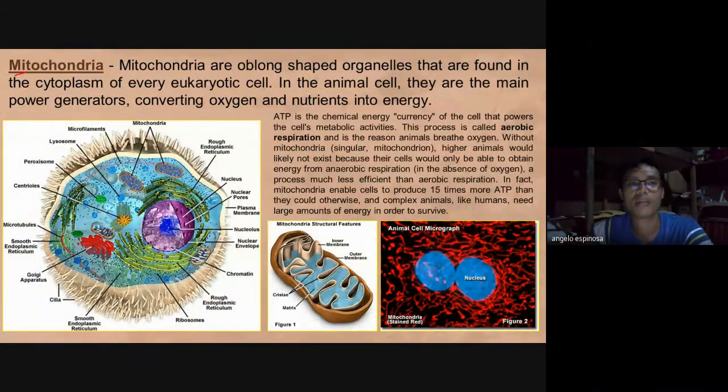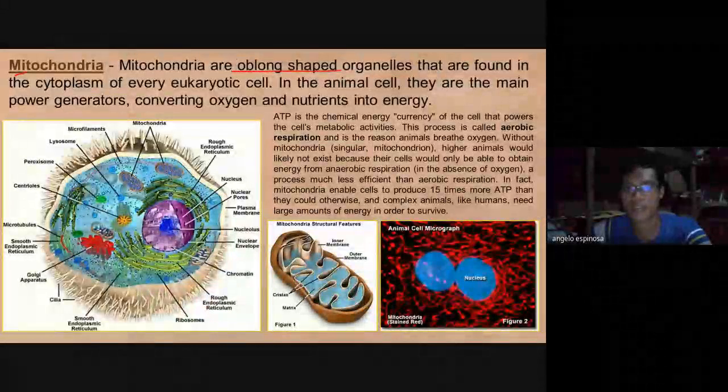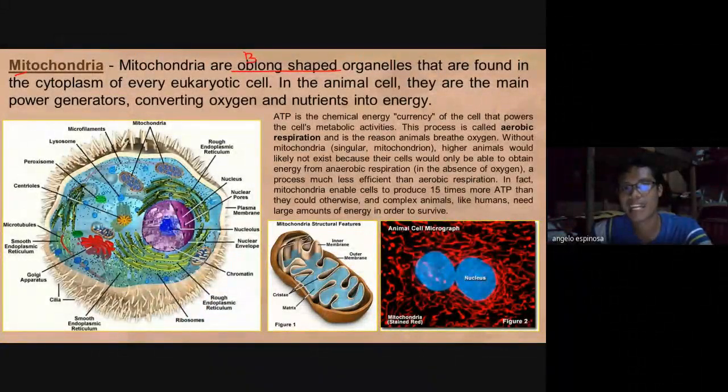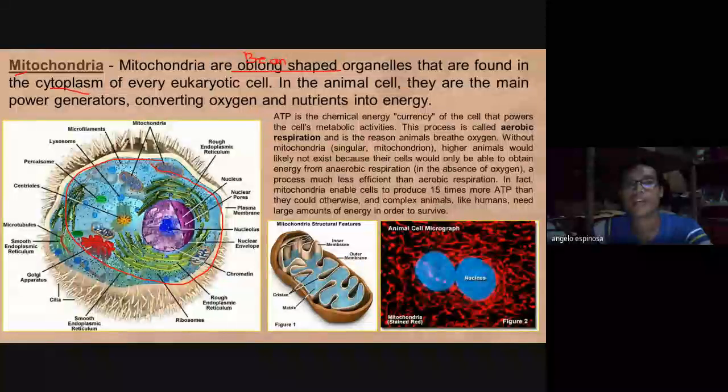We have mitochondria. This one is very common. Mitochondria are oblong shaped, or known as bean shaped. They look like beans. It's a bean-shaped organelle found in the cytoplasm. Ano yung cytoplasm? Yung kulay blue na nakikita nyo na liquid, that is what we call cytoplasm, for every eukaryotic cell.